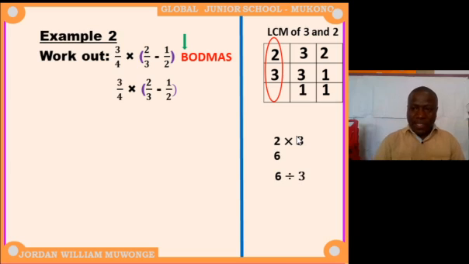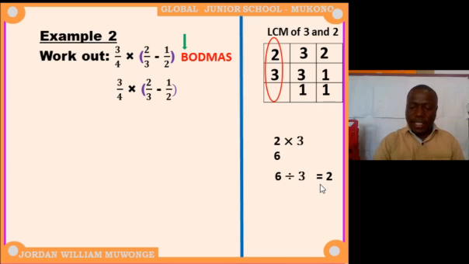Get the LCM, 6 divided by 3. But which 3 have you used? Which 3 have you used? It's this one here. So 6 divided by 3, you've got result 2.